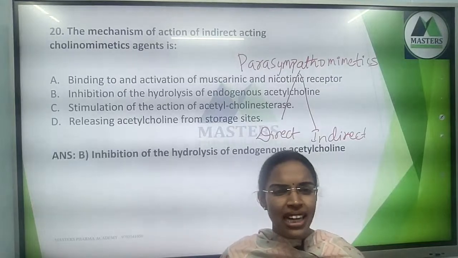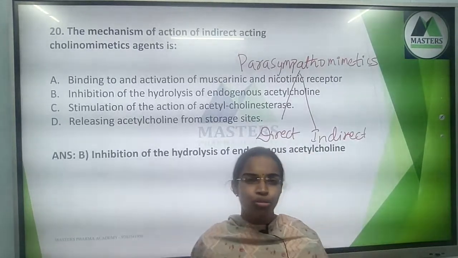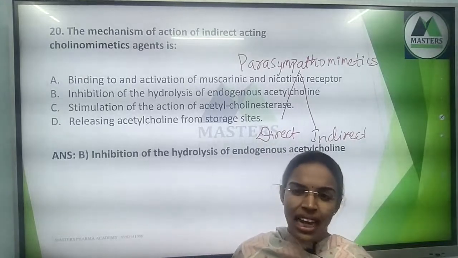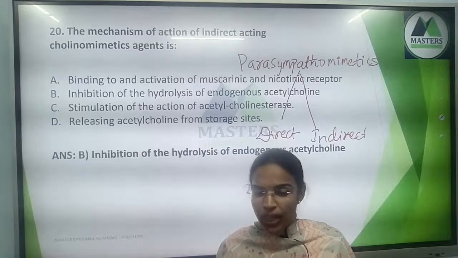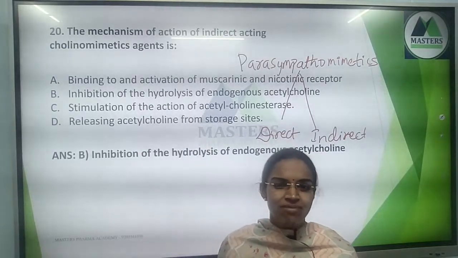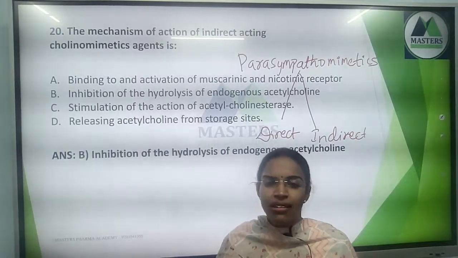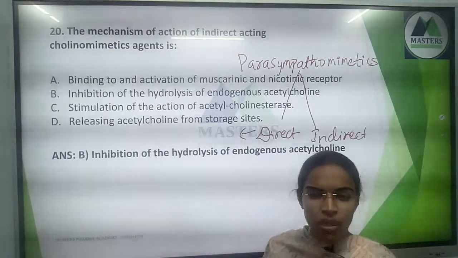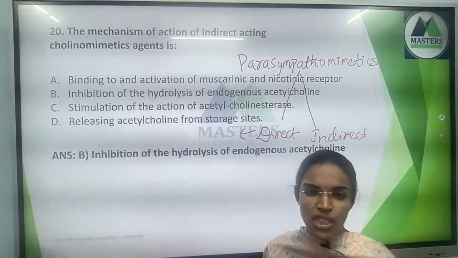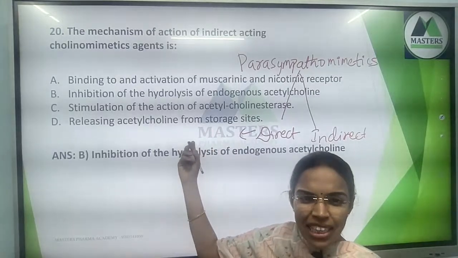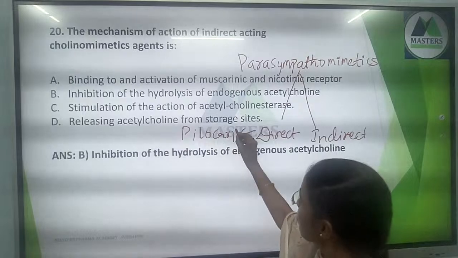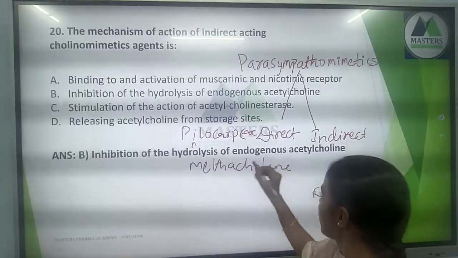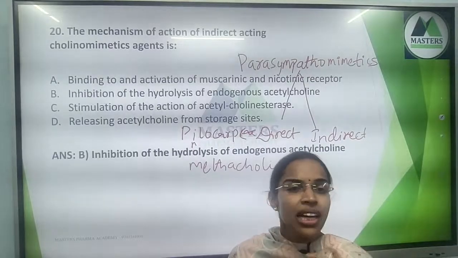Examples of indirectly acting cholinomimetic agents. Yes, they increase the duration of action. Very true. What's the example? Indirectly acting cholinomimetics: neostigmine, physostigmine. For directly acting examples: pilocarpine, methacholine. I'll write down methacholine. These are directly acting cholinomimetic agents.